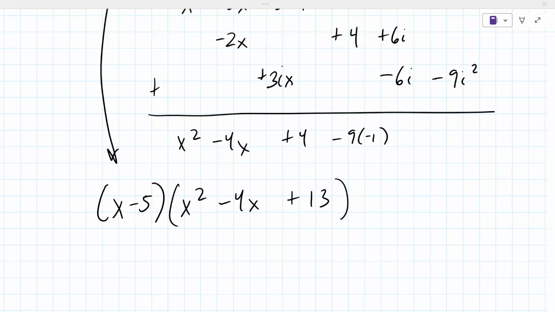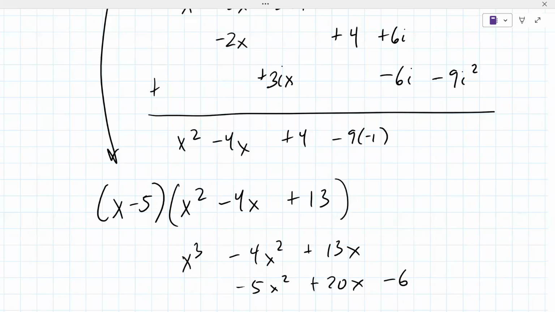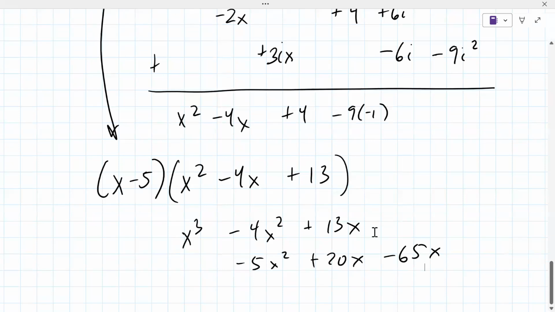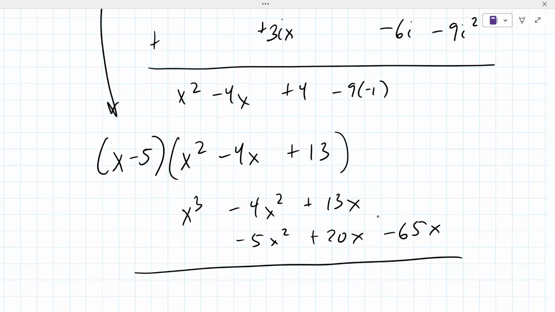Right now I have x cubed. Yeah, x cubed minus 4x squared plus 13x minus 5x squared minus 20x minus 65. So it should be plus 20x, minus 5 times minus 4 is 20. Okay, so what does this add up to? Yeah, probably plus 65, not, sorry, not 65x.